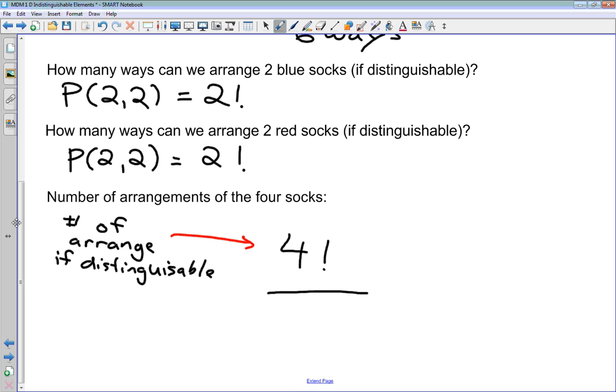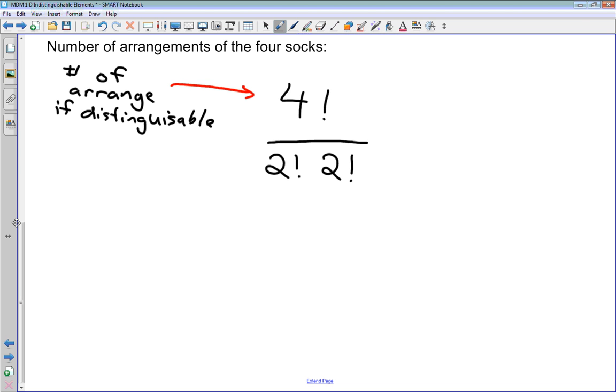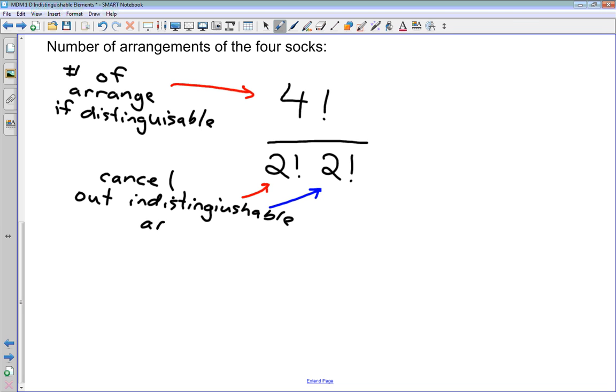So we sort of have to divide out these cases that aren't really new arrangements because the socks are indistinguishable. So we've got 2 red socks that we can arrange 2 factorial ways, and we've got 2 blue socks that we can arrange 2 factorial ways. So we're canceling out the fact that the blue and the red socks are indistinguishable arrangements.